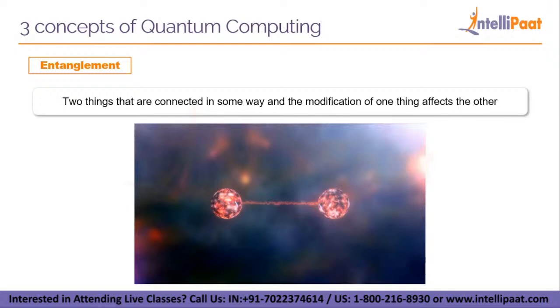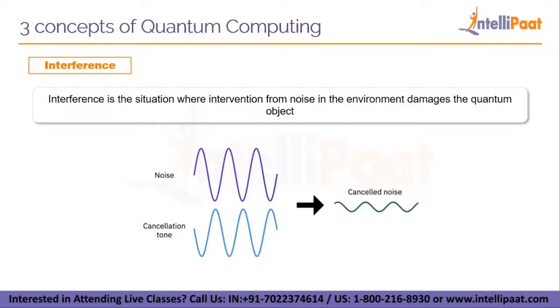vice versa. Interference. Interference is the situation where intervention from noise in the environment damages the quantum object, in this case a qubit, and also the possibility that the wave functions of particles can either reinforce or diminish each other. We have two types of interference, that is constructive interference and destructive interference. Constructive interference will amplify the signals that are towards the right answer, and destructive interference cancels the signals that are leading to the wrong answer.